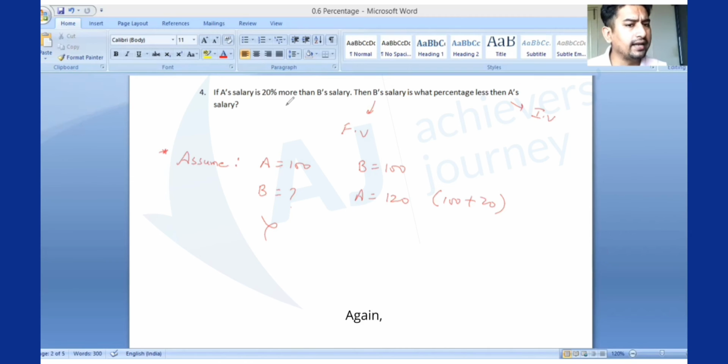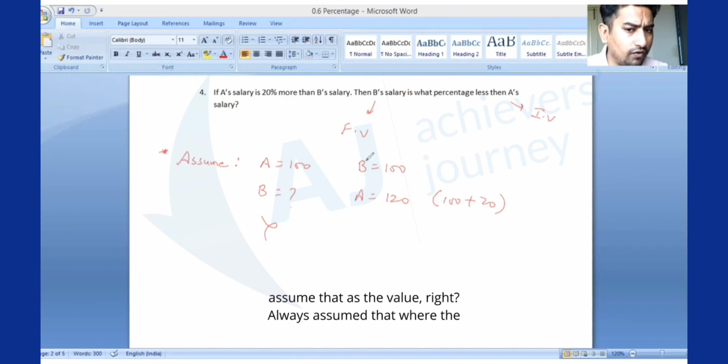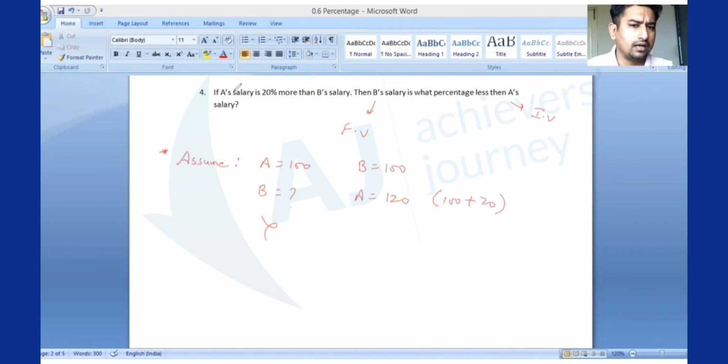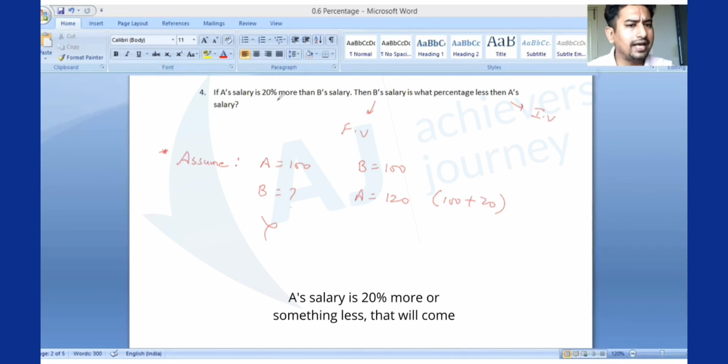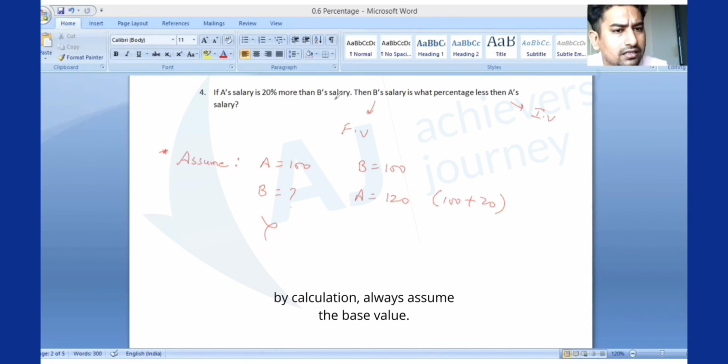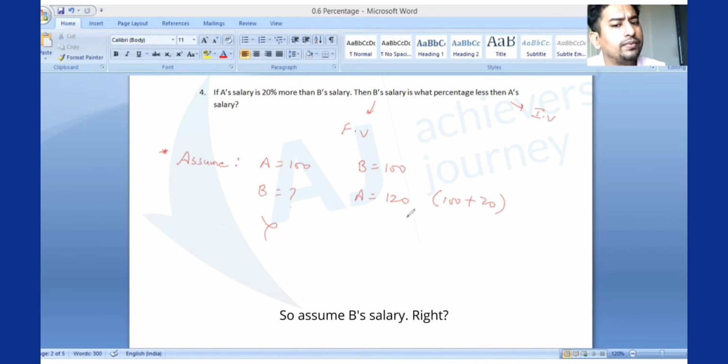So what do you understand? Again, whichever with respect to is given, whatever is my base, assume that as the value, right? Always assume that where the base is. A's salary is 20% more or something less, that will come by calculation. Always assume the base value. So they have told A's salary with respect to B's salary, so assume B's salary, right? Don't get confused in both of these.